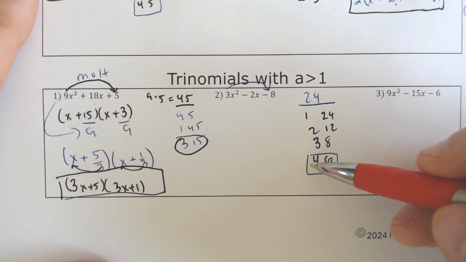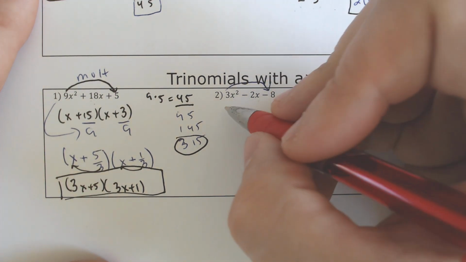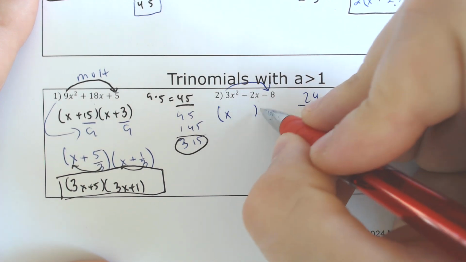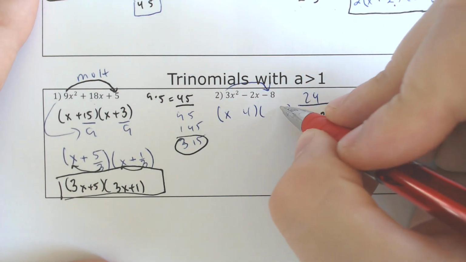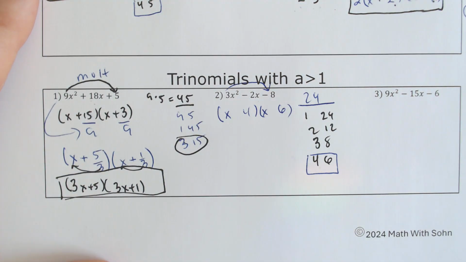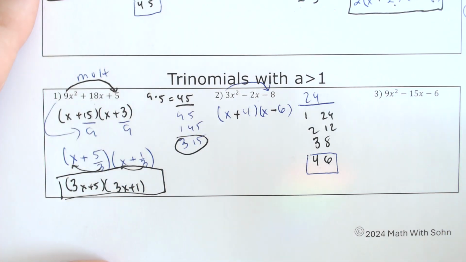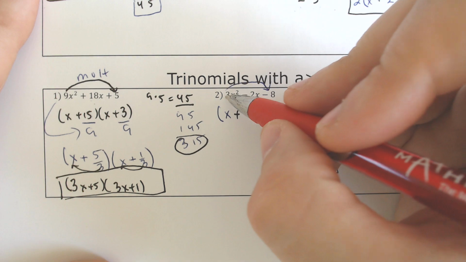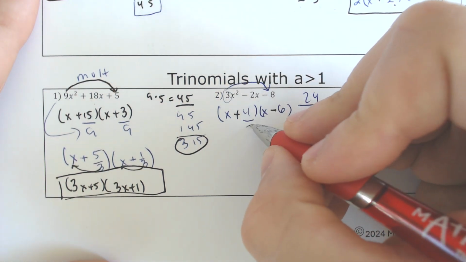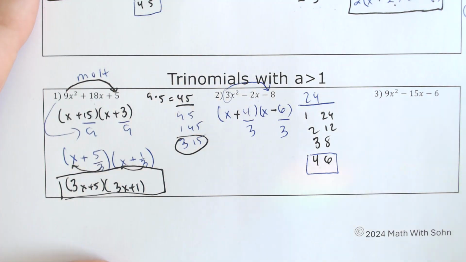It's just going to be probably 4 minus 6 or 6 minus 4 or something like that. So I'm going to put in my 4, my 6, and my x. And here, because it needs to add to negative 2, it's going to be a negative 6 and a positive 4. Do not forget to divide by the 3, the number in front. We multiplied in the beginning, we divide at the end.